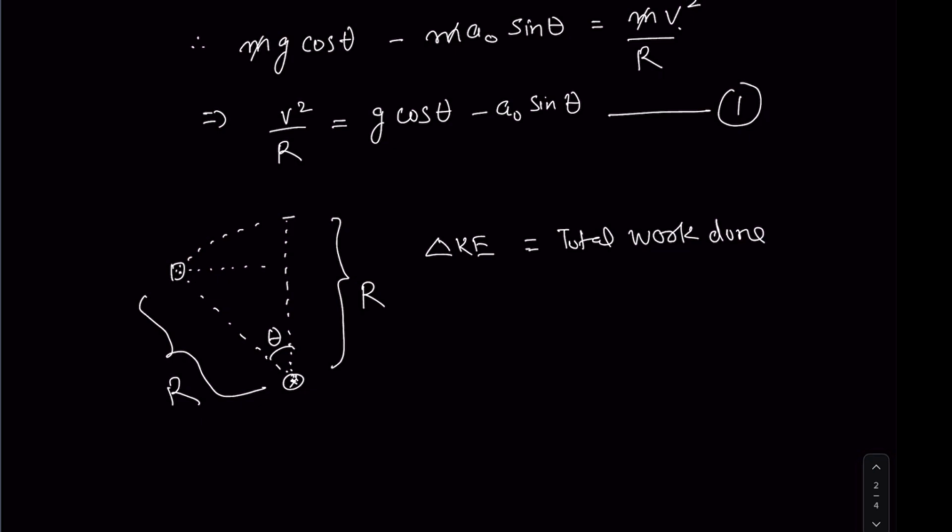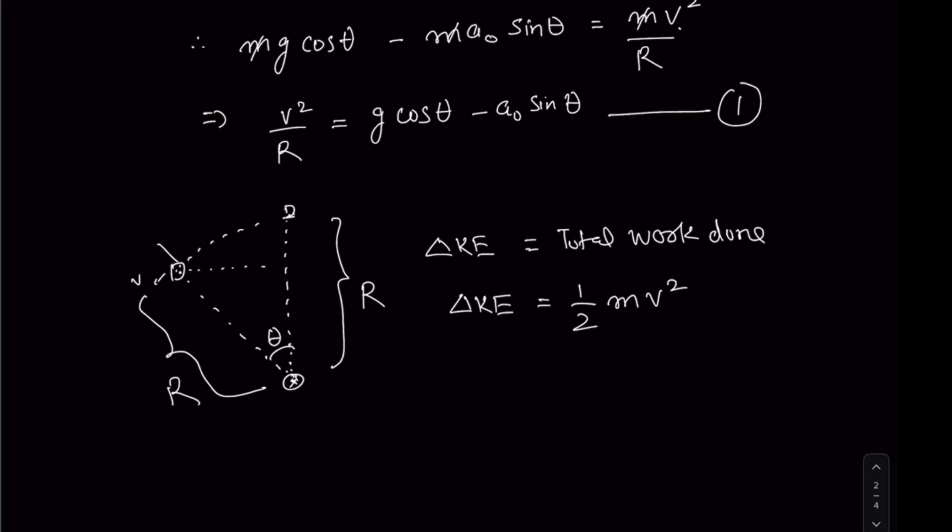particle. Now obviously initially the particle had zero speed in the reference frame of the sphere, and at the break of time the speed is v, so change in kinetic energy is nothing but half mv square. Now if we look at the total work done, we have to consider all the forces.